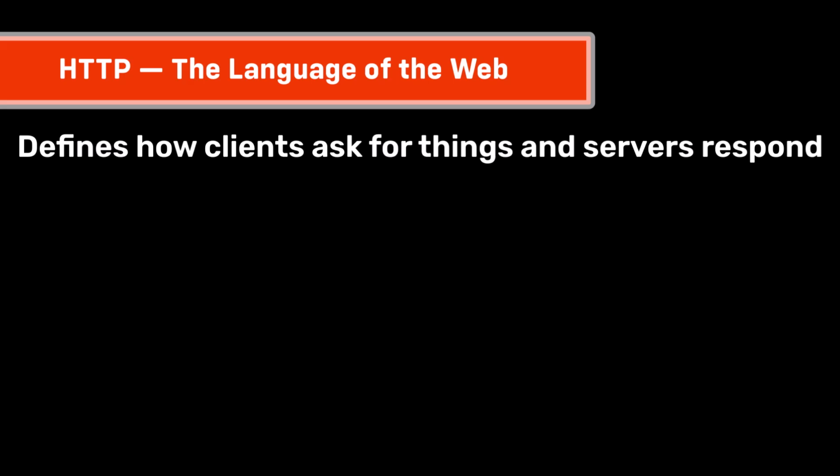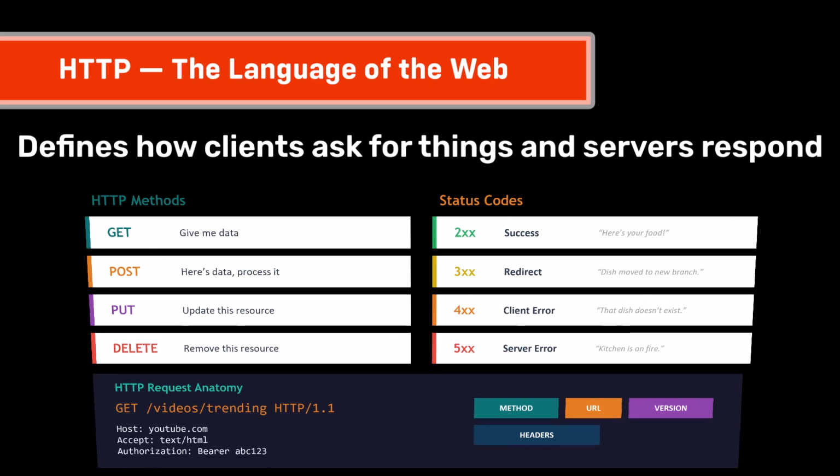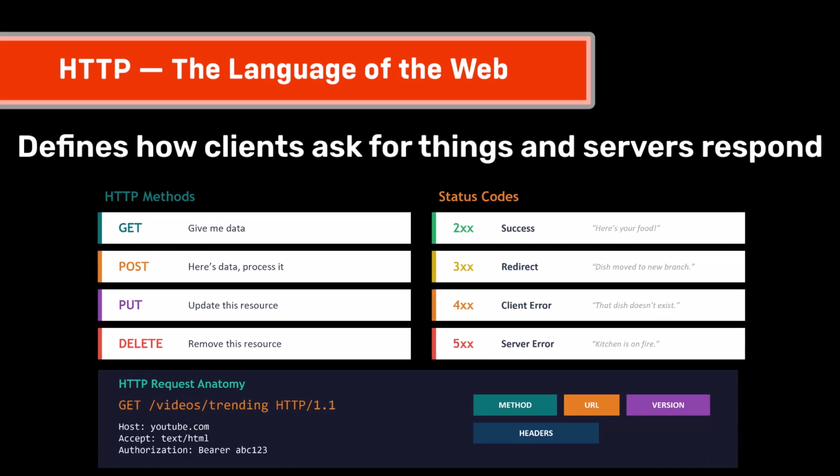That language is HTTP, that is Hypertext Transfer Protocol. Back to our restaurant analogy, TCP established that you are seated and the waiter is ready. Now HTTP is the menu. It defines what you can order, get, post, put, delete, and how the kitchen responds. 200, okay, 404, not found, 500, kitchen error. So this is how the analogy relates to HTTP.